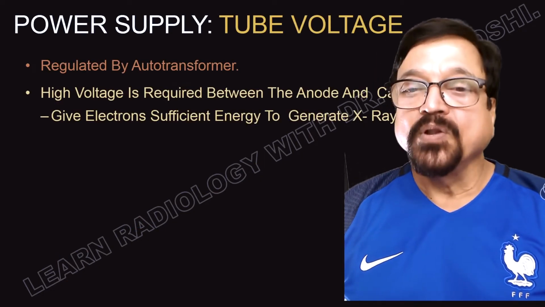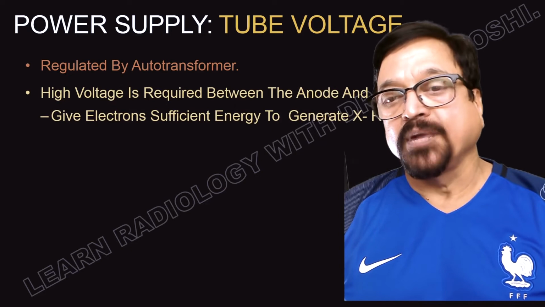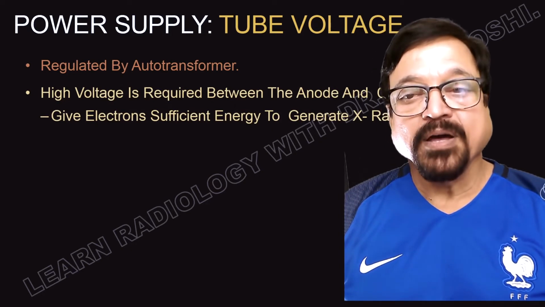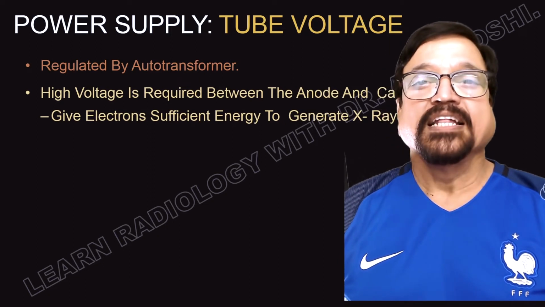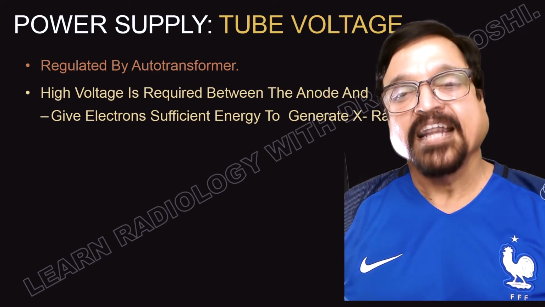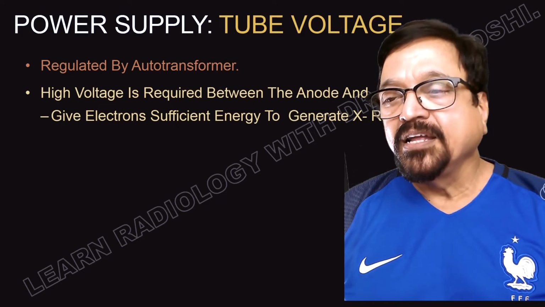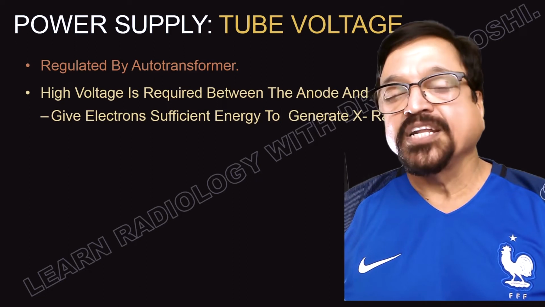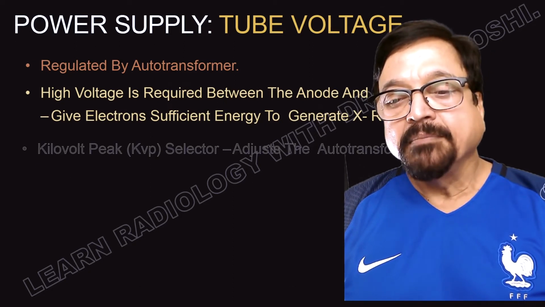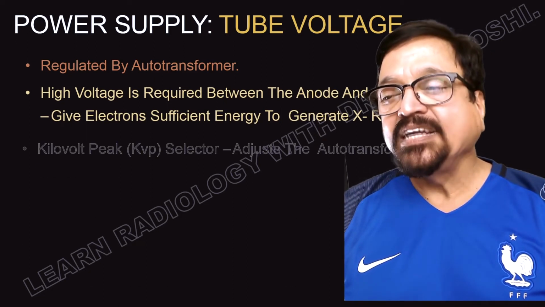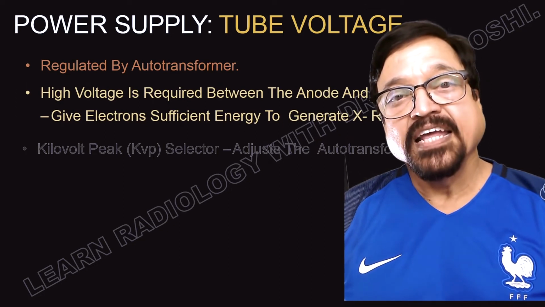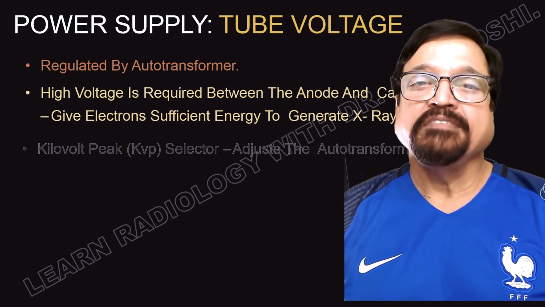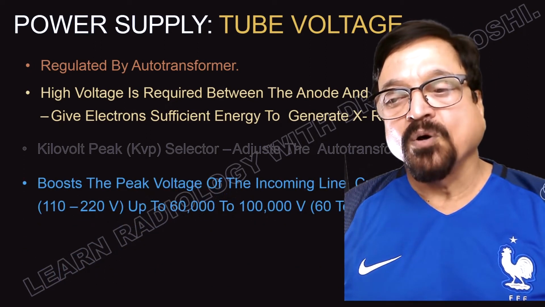Now tube voltage is regulated by an auto transformer. This is another type of transformer: step up transformer, step down transformer, and third is the auto transformer. These three are discussed in three different lectures. High voltage is required between the anode and cathode, which gives these electrons sufficient energy to generate X-rays. Now the peak kVp selector adjusts the auto transformer. The auto transformer is used in the kV selector button. So this is another thing we should know. Whatever kVs you are changing on the machine, below that is the auto transformer.